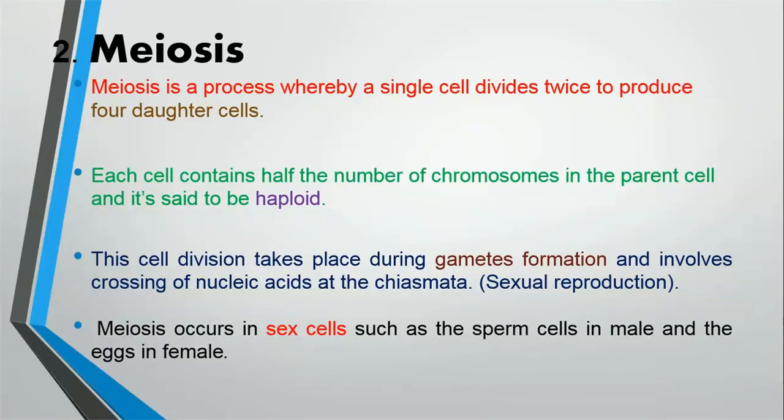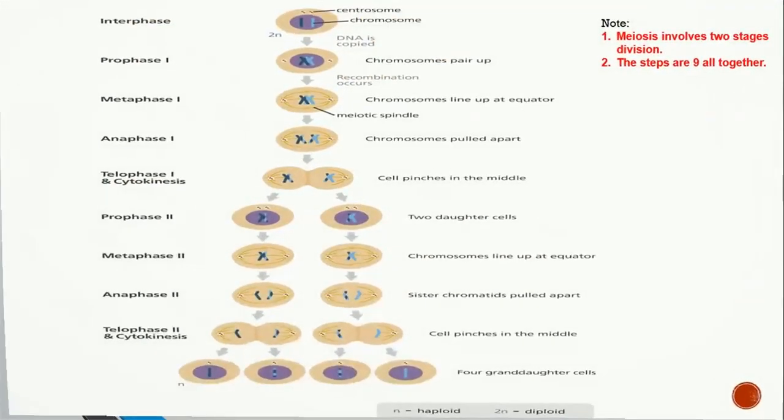Now, this cell division takes place during gamete formation, and so it involves what we call crossing over of nucleic acid or chromosomes, and this takes place at the chiasmata. In another word, meiosis takes place during sexual reproduction. Now, meiosis occurs in sex cells such as the sperm cells in male or the egg cells or ovum in the female. So let's look at the stages of meiosis.